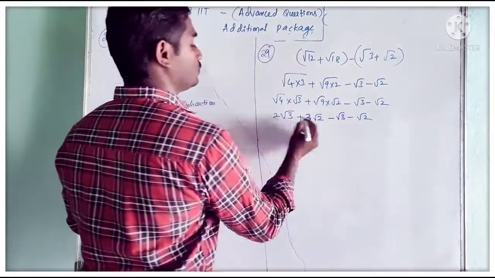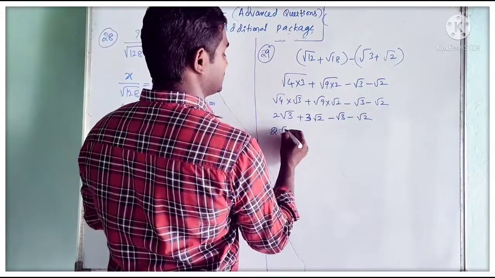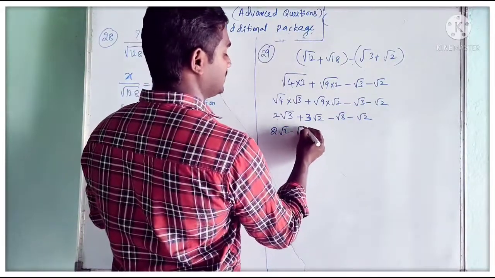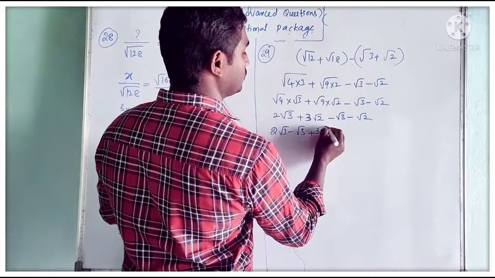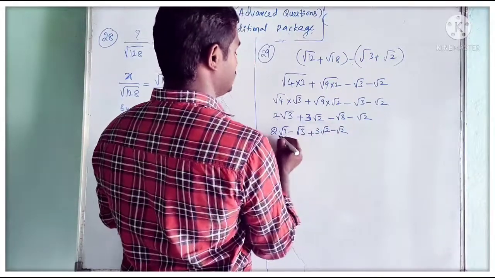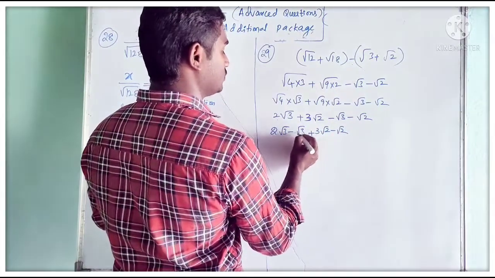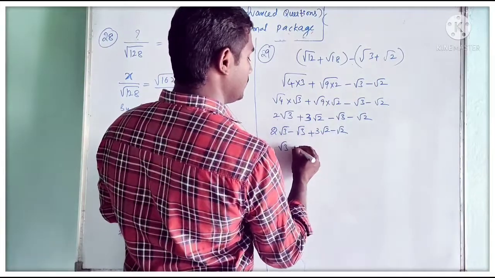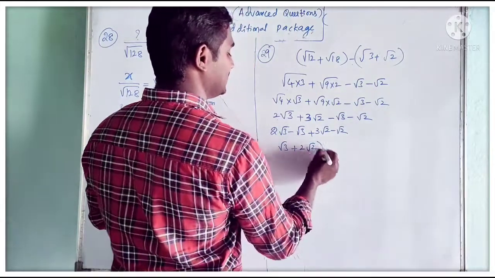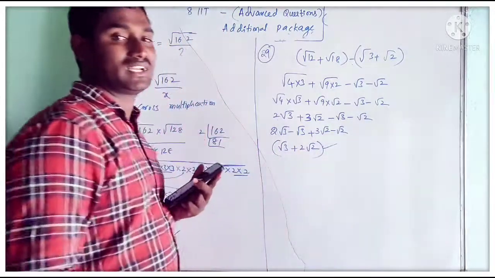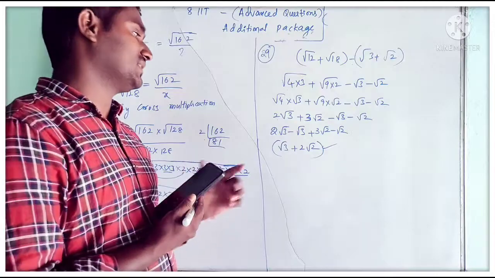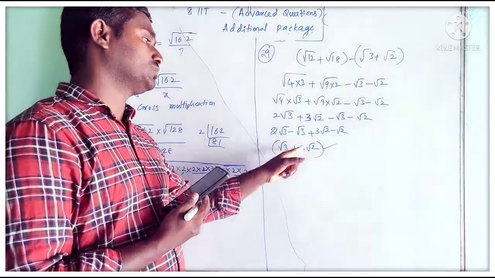So 2 root 3 minus root 3: same irrational factor numbers, write together. 2 root 3 minus root 3 plus 3 root 2 minus root 2. So 2 root 3 minus root 3 is root 3, plus 3 root 2 minus root 2 is 2 root 2. So this is the correct option for that question. What is the required answer for this? Root 3 plus 2 root 2.